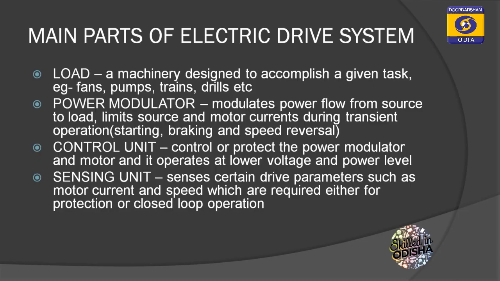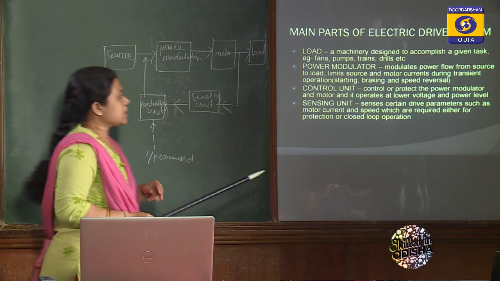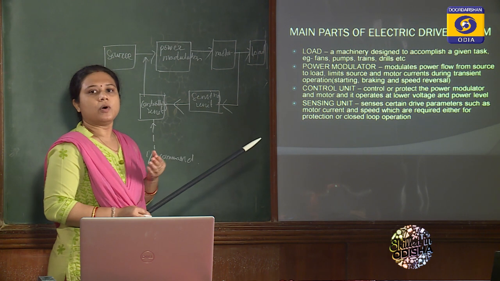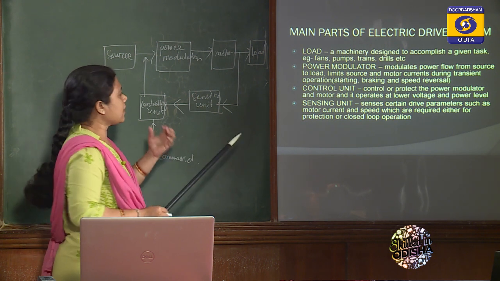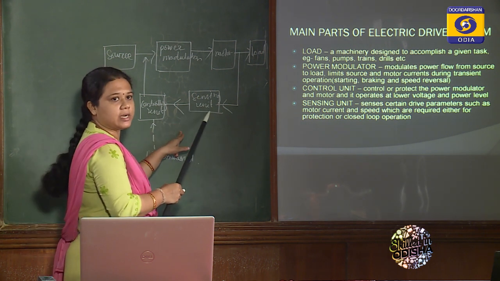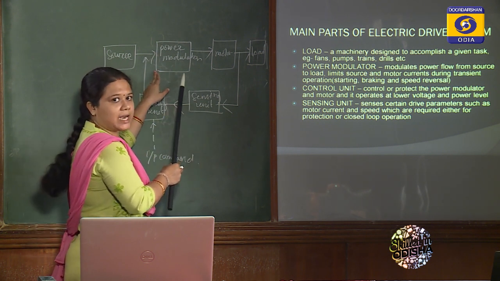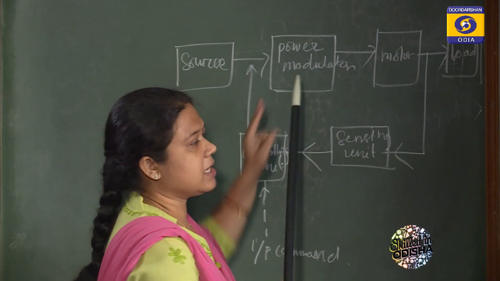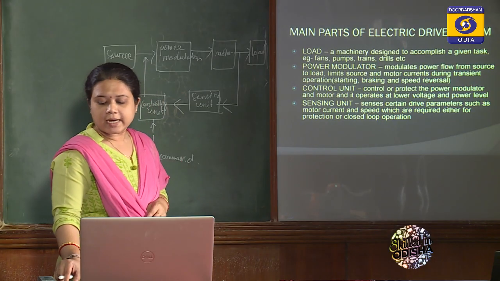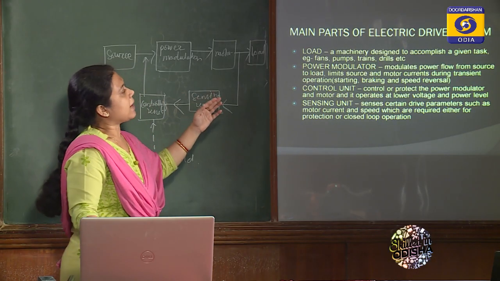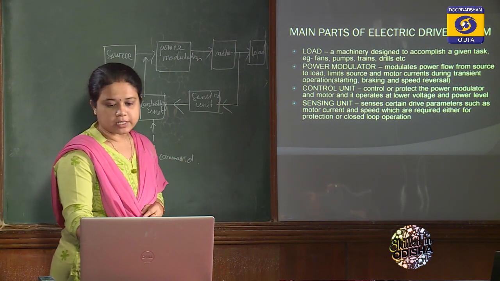Next is sensing unit. It senses certain drive parameters such as motor current and speed, which are required either for protection or closed loop operation. Protection means if high voltage or extra high current flows, that will be sensed by this sensing unit. In that case, again that will go through this power modulation. That means again rectification is required. So all these are the importance of all the parts of this electrical drive system.